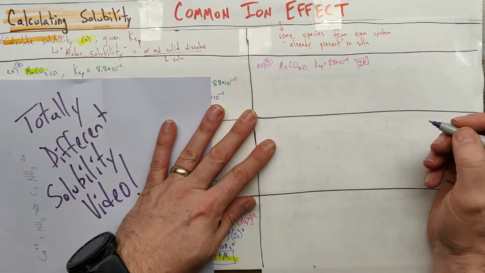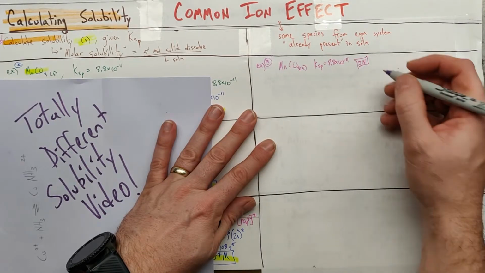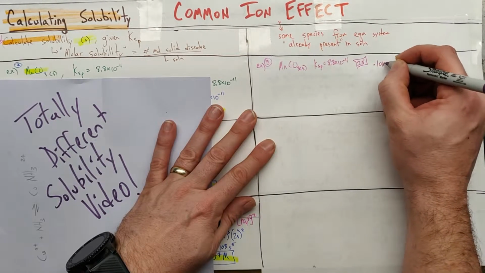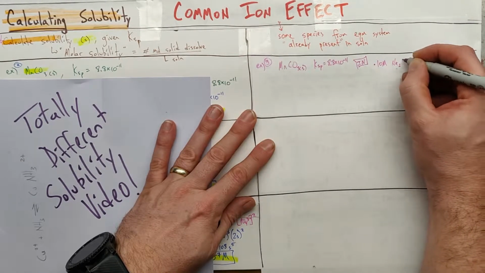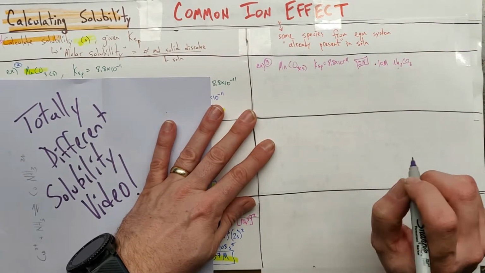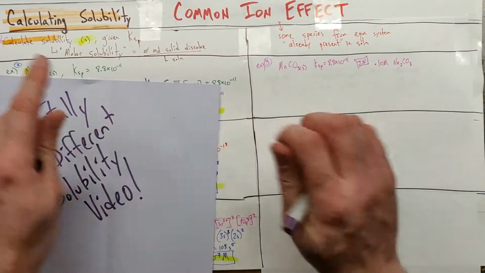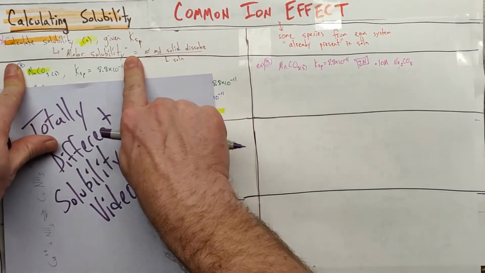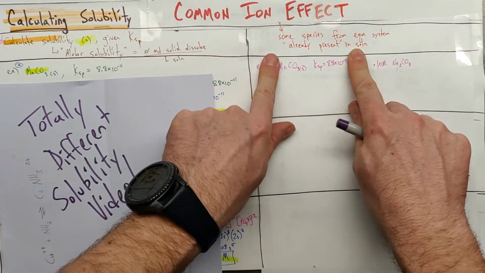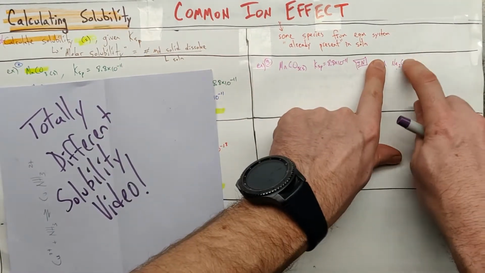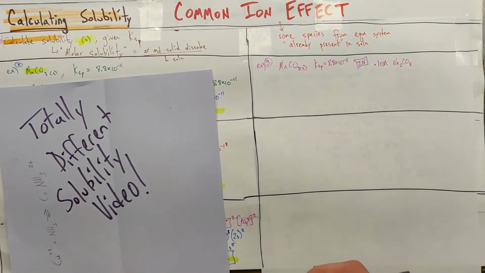So this is where our common ion part comes into play. We'll say 0.10 molar sodium carbonate, Na2CO3. All right? This is how it's different. This was our original problem, solubility of manganese carbonate. Now it's solubility of manganese carbonate in something else. Now you've got something present and there's this little bit extra work.